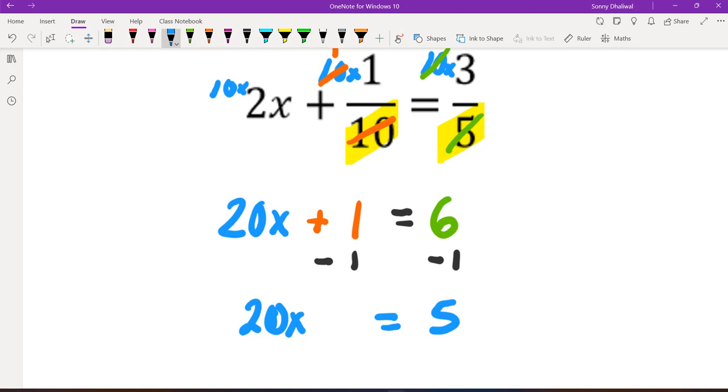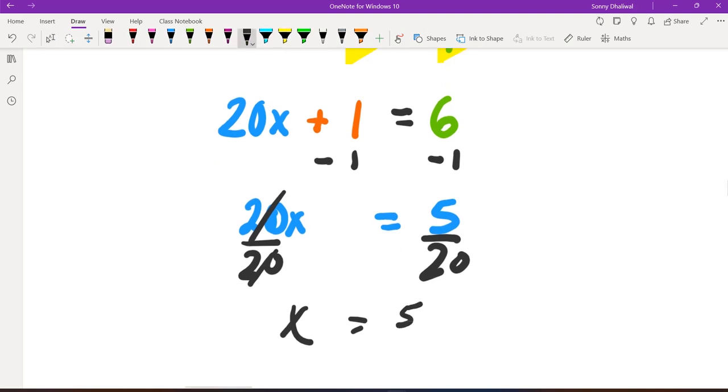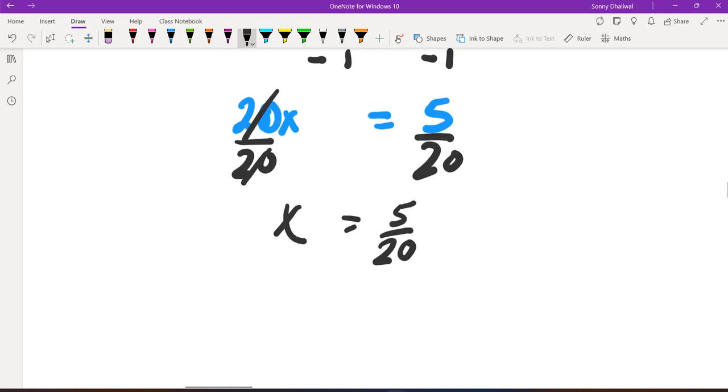And how do we get rid of that 20? Right? Add, subtract, multiply, or divide? Divide. It's always the number on the same side as the x, or whatever your variable is, to get rid of it. So now those are gone. You're left with the x. It's 5 over 20. And you check to see if that can be reduced. Both of them can be divided by 5. 1 over 4. And that's it.